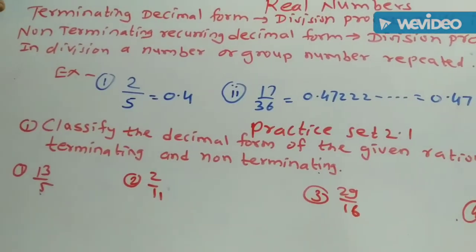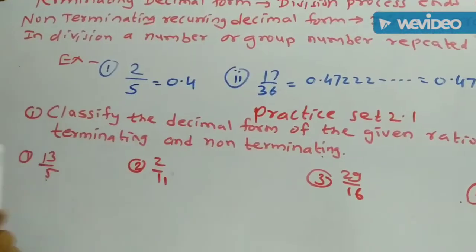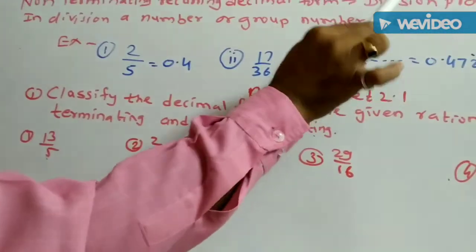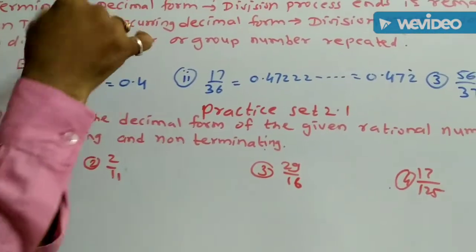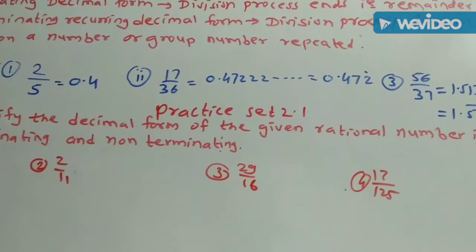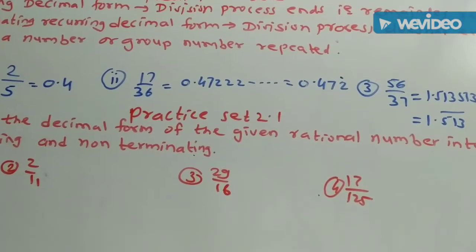Second is non-terminating recurring decimal form. In non-terminating recurring decimal form, the division process does not end, and in this division process a number or a group of numbers is repeated and repeated, and therefore it is called non-terminating recurring decimal form.